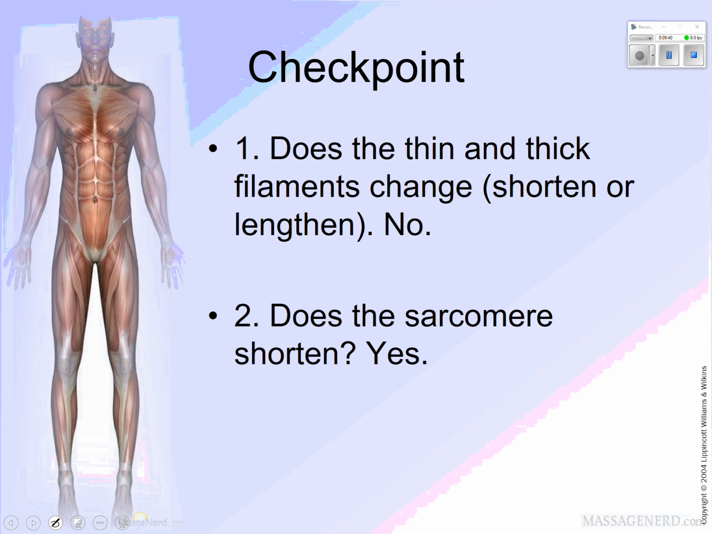So do the thin and the thick filaments change? They don't actually change shape, they just shorten. Okay, so they don't change, but they do shorten or lengthen. So no, they do not change in size. And that's because, of course, the sarcomere is shortened. So the sarcomere shortens and causes the shortening of the whole muscle fiber, which in turn leads to shortening of the entire muscle.